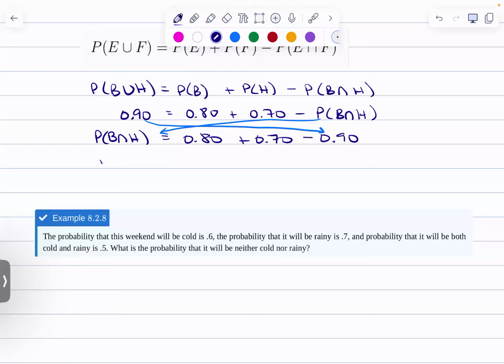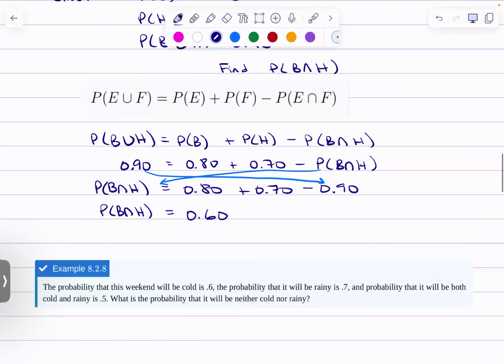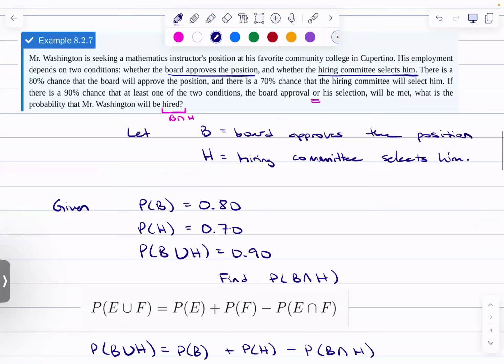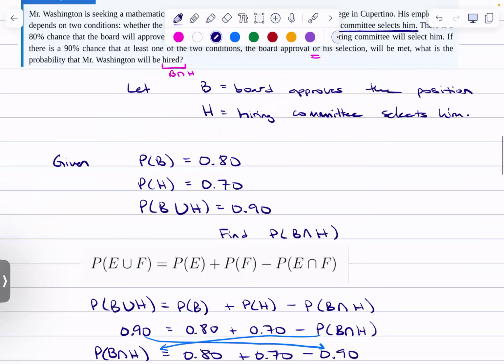0.6, I'll confirm, but the probability of B and H, the probability of him being hired effectively, let me check. 0.8 plus 0.7 minus 0.9. 0.60. So that's the probability that Mr. Washington will be hired.